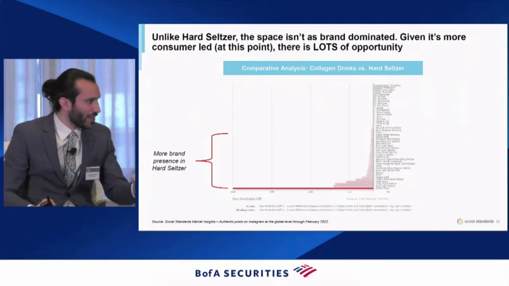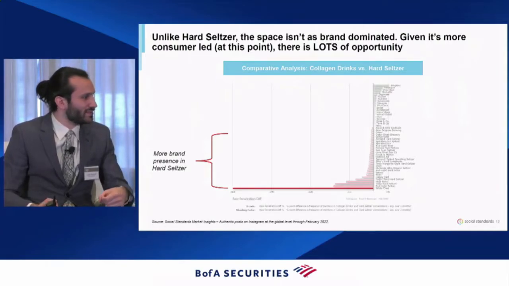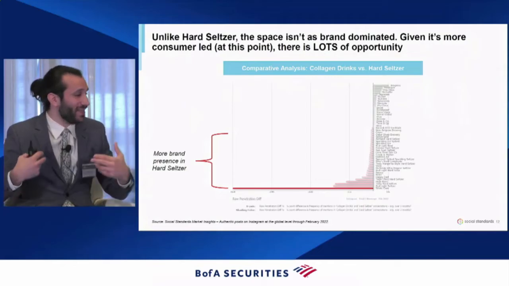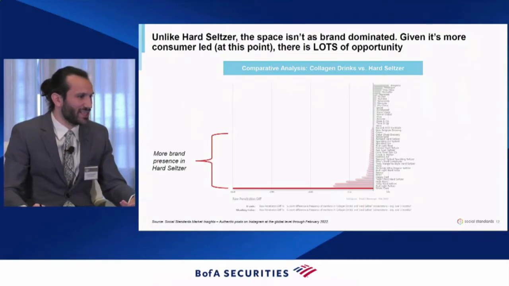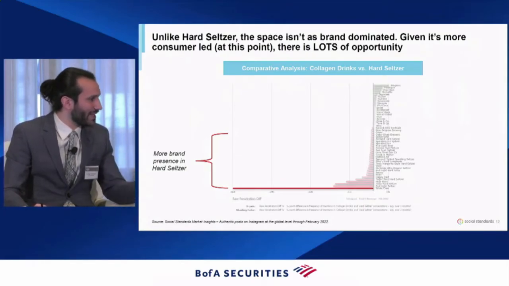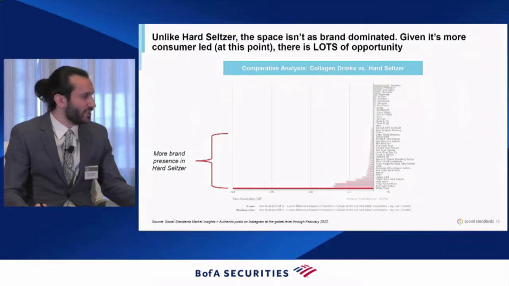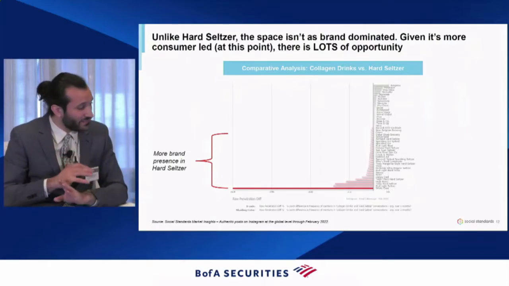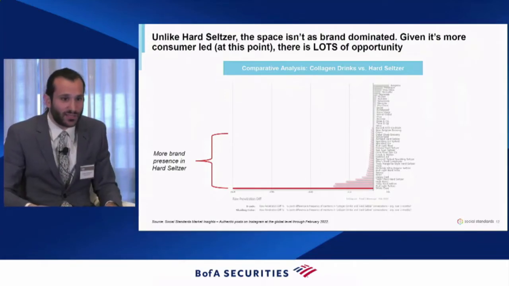The one thing I do think is pretty different versus hard seltzer is hard seltzer was very, very brand dominant. White Claw, when it came on the scene, was really driving a high percentage of the conversations. I want to say early on, when we came and talked in 2018, it had somewhere around 30 to 40% of all hard seltzer conversations at the time. That is very, very different from what we see with collagen drinks.